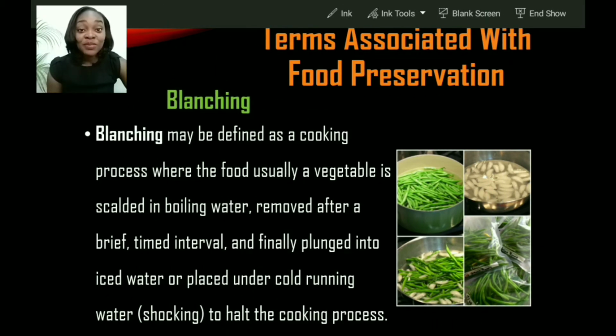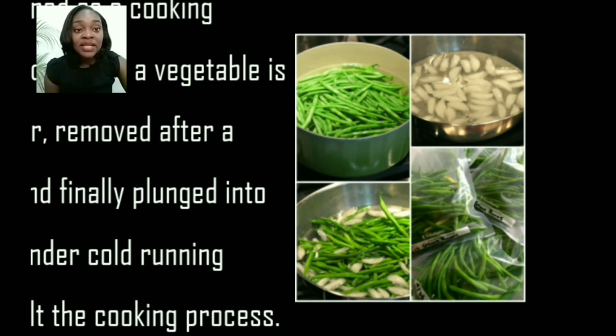Now the next term that we'll be looking at is blanching. Blanching may be defined as a cooking process where the food, usually a vegetable, is scalded in boiling water, removed after a brief time interval, and finally plunged into ice water or placed under cold running water. And this process is called shocking. And the process of shocking, guys, is to halt the cooking process of the vegetable that is being blanched.